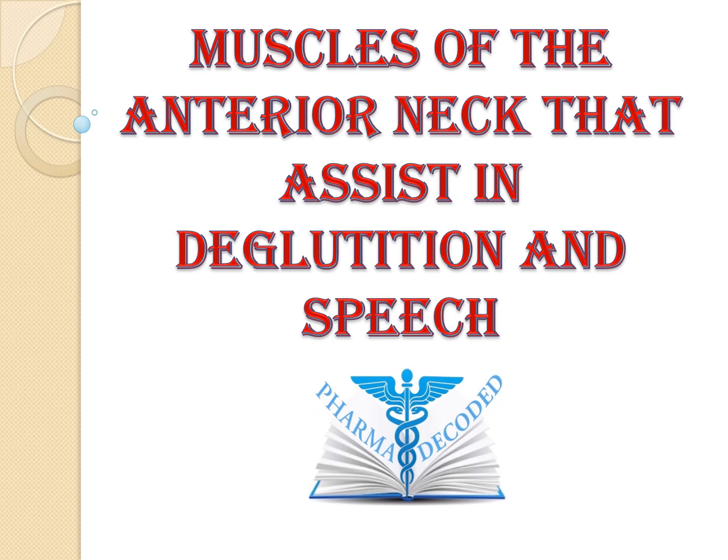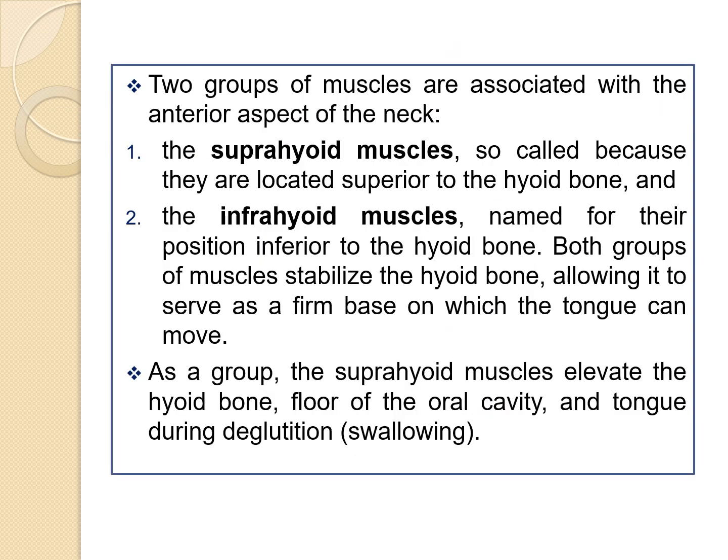Hello everyone, now let us discuss the muscles of the anterior neck that assist in deglutition and speech. The two groups of muscles associated with the anterior aspects of the neck are the suprahyoid muscles, so called because they are located superior to the hyoid bone, and the infrahyoid muscles, named for their position inferior to the hyoid bone. Both groups of muscles stabilize the hyoid bone.